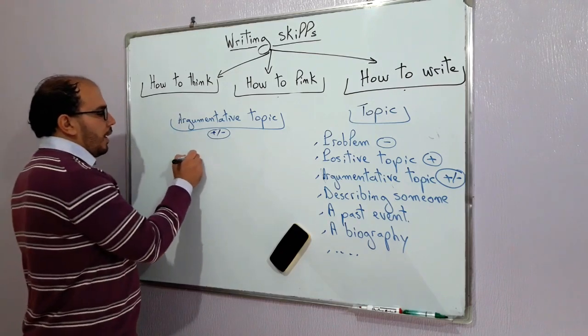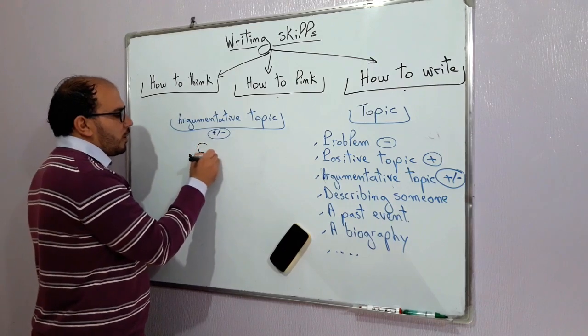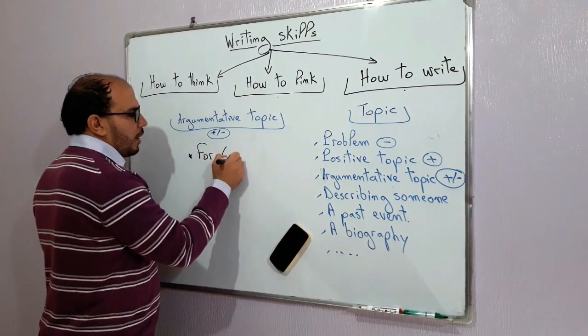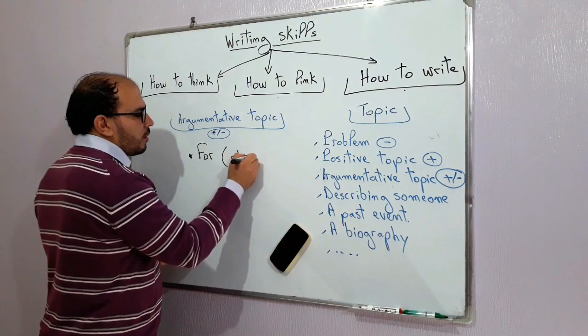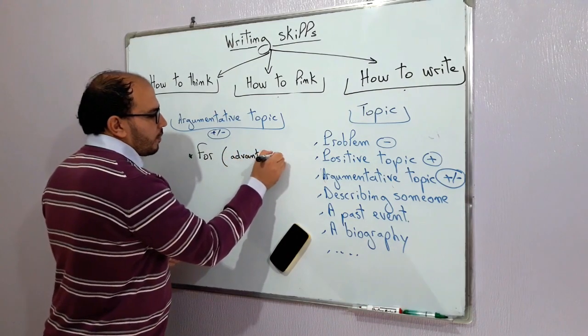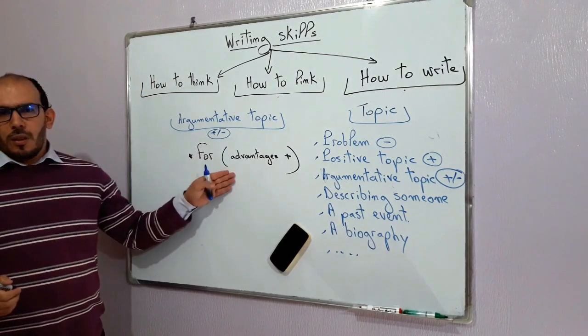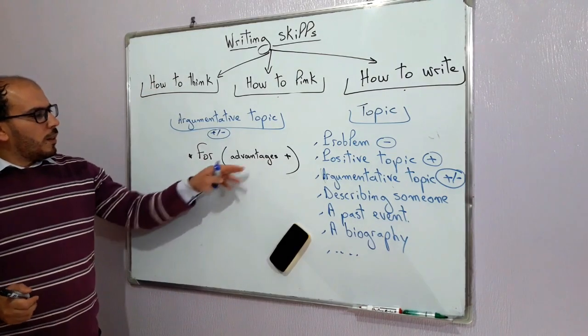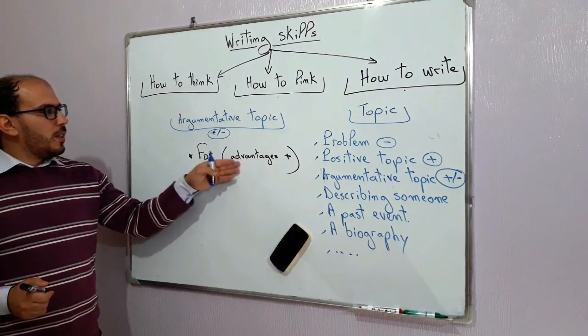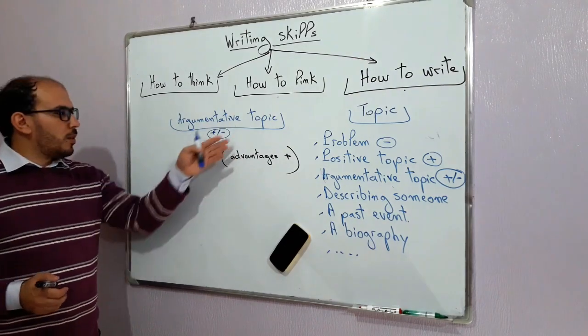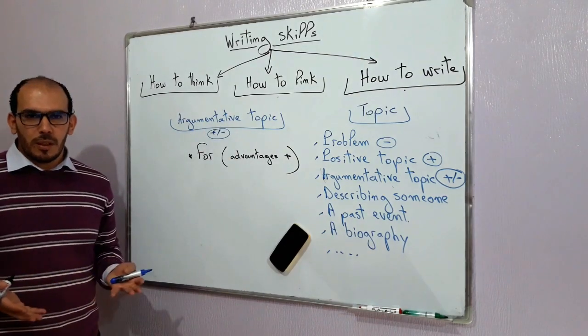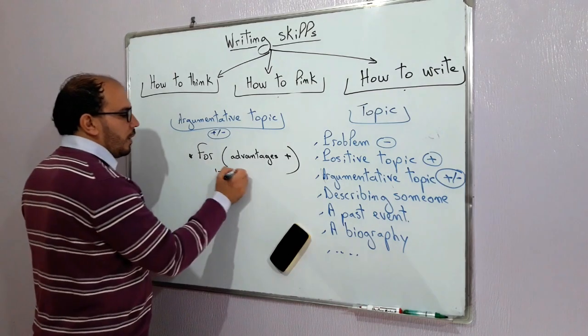So how can I write about this, or how can I think about this topic? So I have to mention two things. The first one is for, means I have to give advantages. Okay, so why are people for? Why do people say that this topic is positive or is good? So I have to give three advantages.